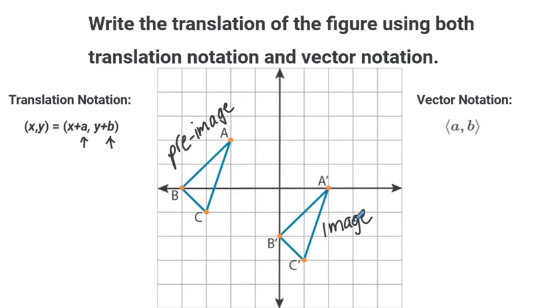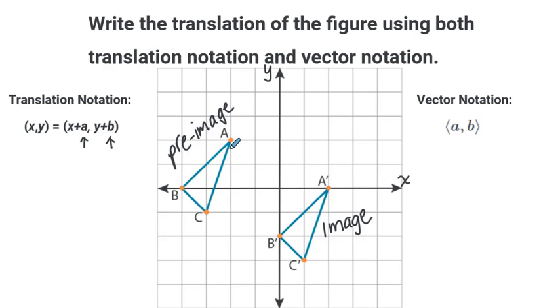Now that we know which one's which, we have to figure out how far this entire shape went to create this shape. The best way to do this is just to do one point at a time. So remember, we have two directions in which we move. We move horizontally and vertically. Horizontally, side to side, this is your x-axis. Make sure you label that. Vertically, up and down, this is your y-axis.